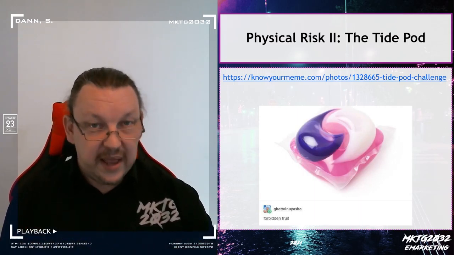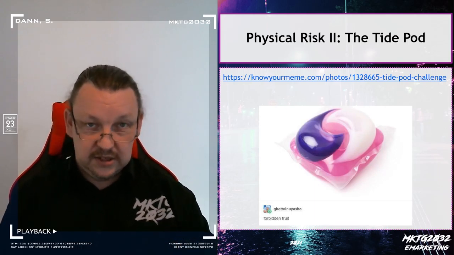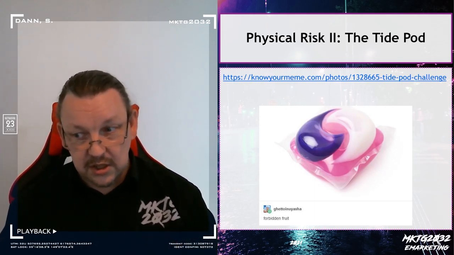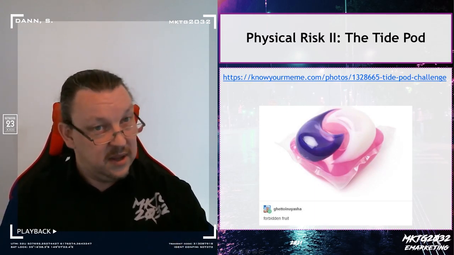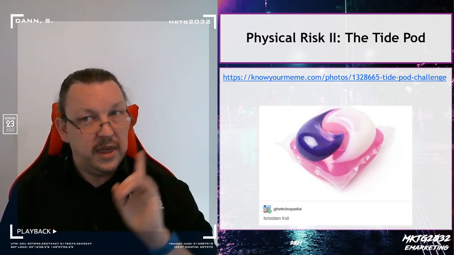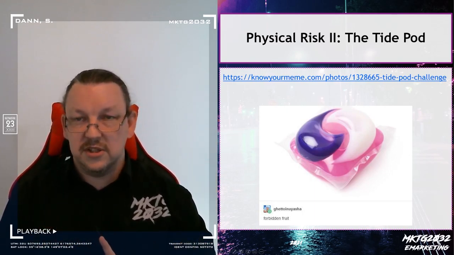This one, we had documentation as to why we ended up at this point. But all the rest of them that say, keep out of the reach of children, they have all been there. They all happened to cause physical risk.